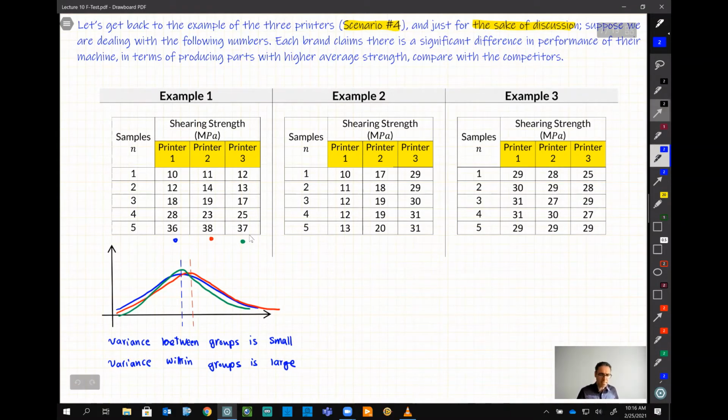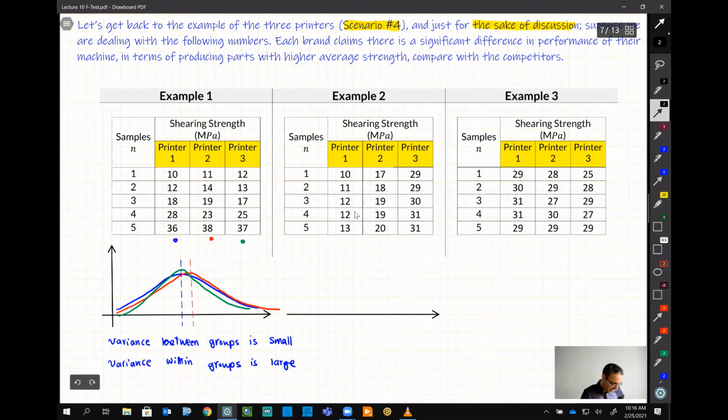What about the second? Let's now look at the second example. What would you notice about these numbers? I just want you to take a look at printer 1 and tell me what you notice. Probably you can guess, as you mentioned in the chat, the variance in the first printer is very small, 10, 11, 12, 13. Printer 2, if you just look at printer 2 alone, variance is very small. Same with printer 3, but going from one printer to another printer, the variance is large.